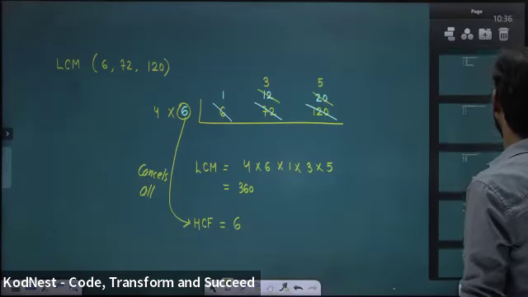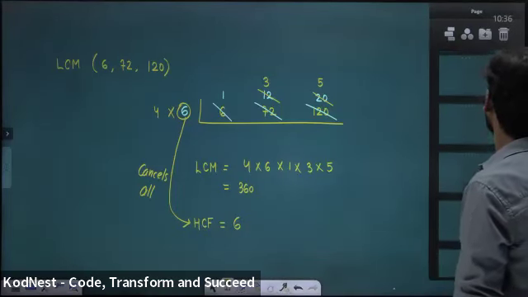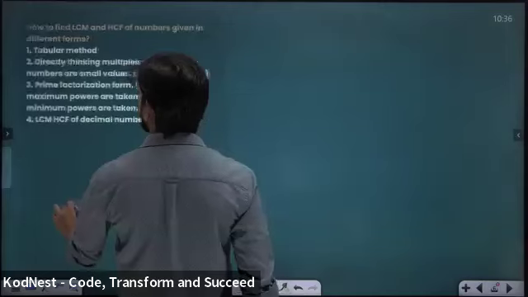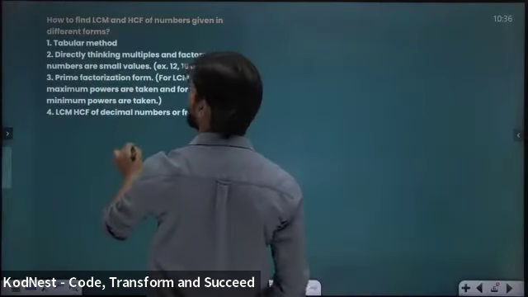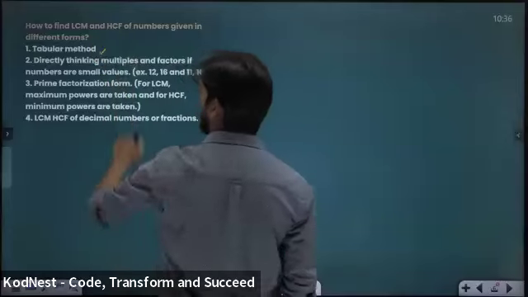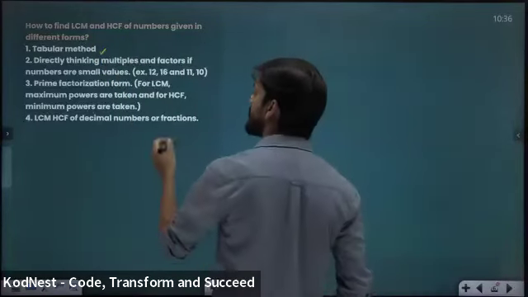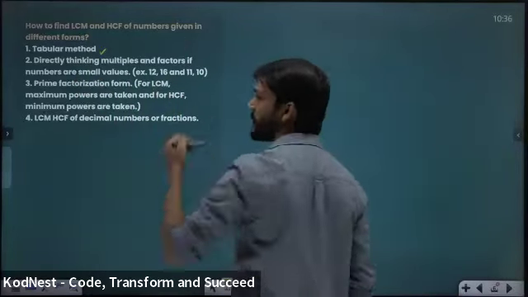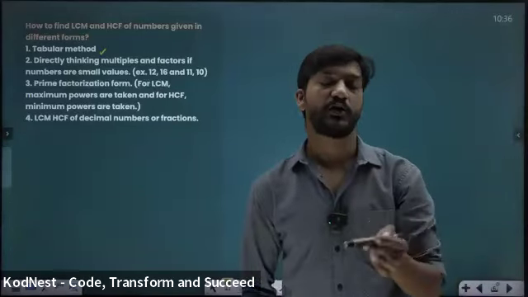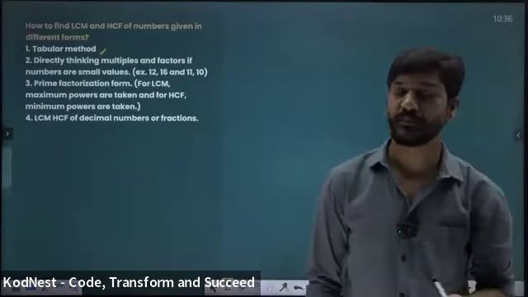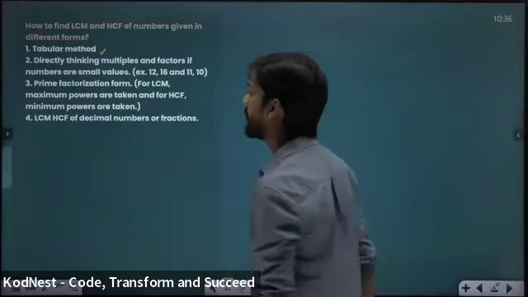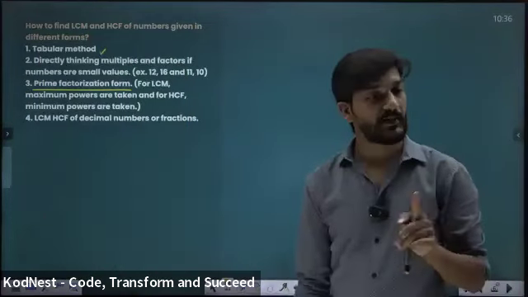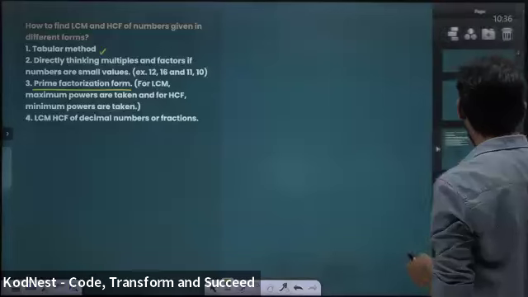See the other way. So one way is the tabular method, which we have just seen. The other way is, if values are very small, we know the tables of these numbers. So we will directly think of multiples, and whatever is the common multiple or common factor, that is our answer. But if the numbers are given in prime factorization form, then carefully see please. Let's take one example for that.